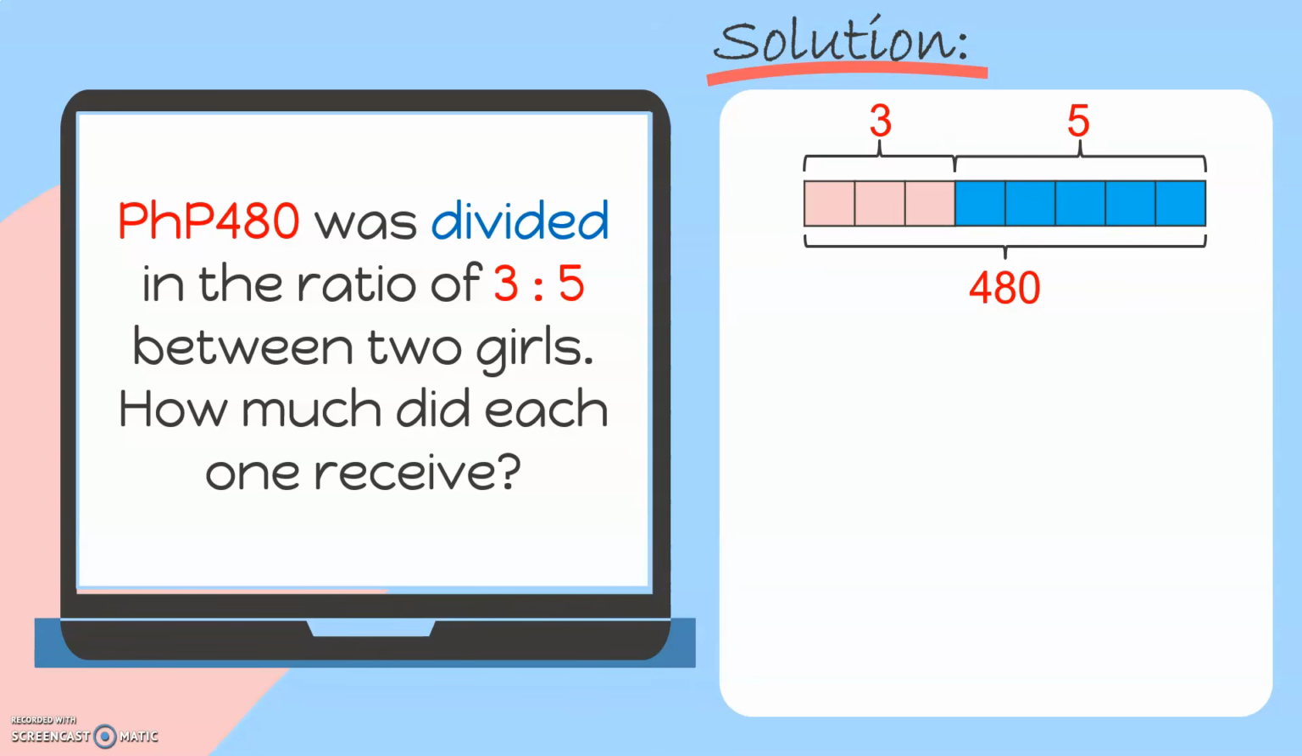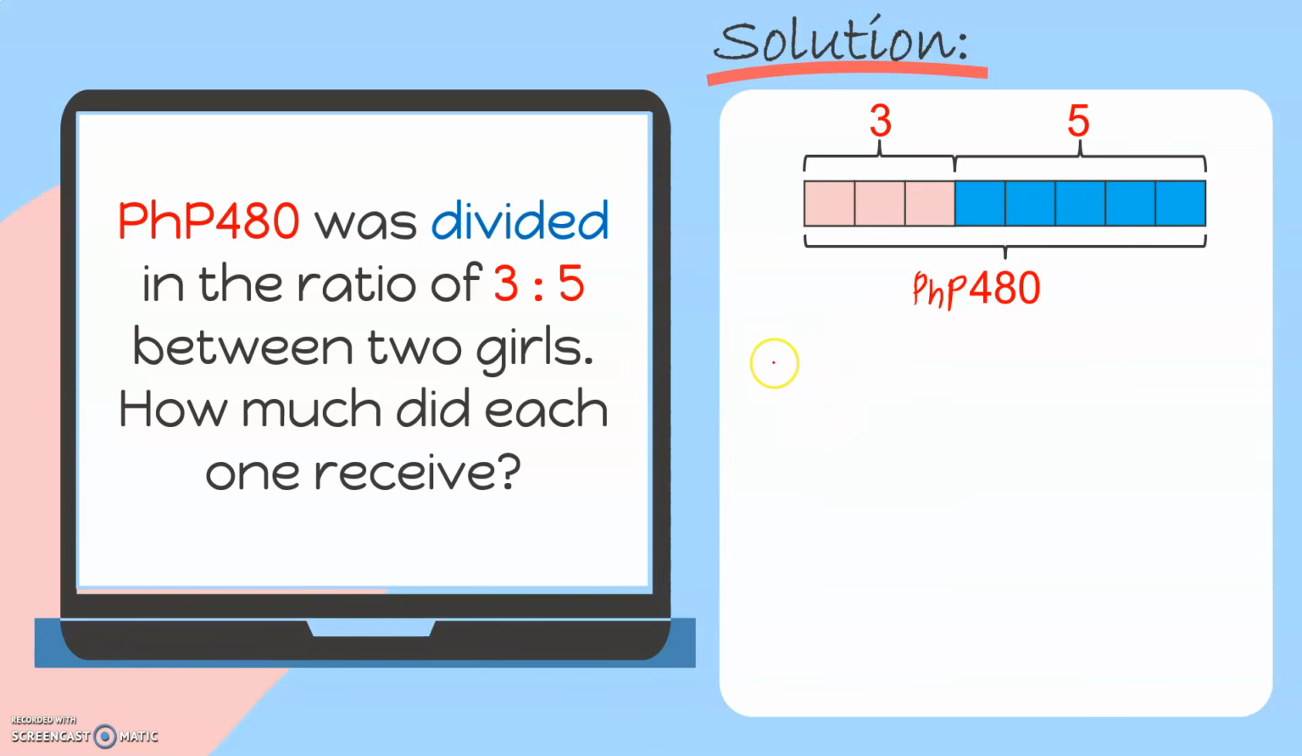480 pesos was divided in the ratio of 3:5 between 2 girls. How much did each one receive? Okay, so we have here 480 pesos was divided in the ratio 3:5. So that means we have 3 parts and 5 parts. Now let's find out how much is the value of each part here.